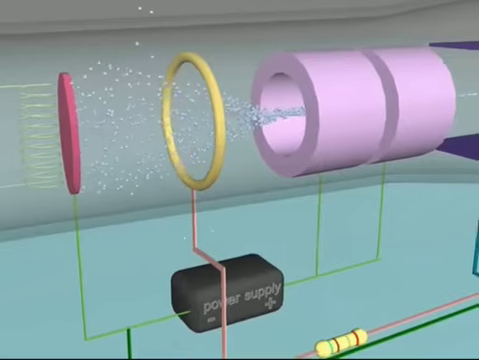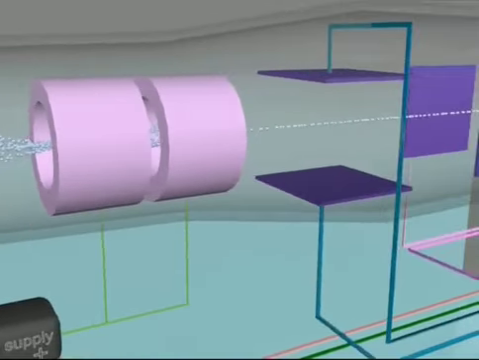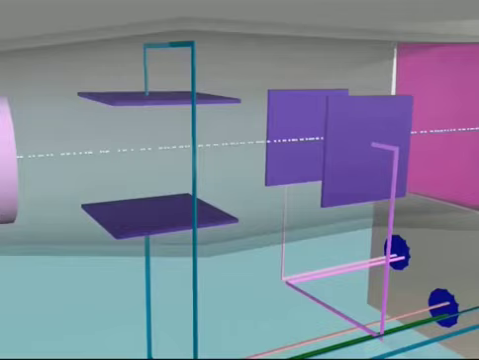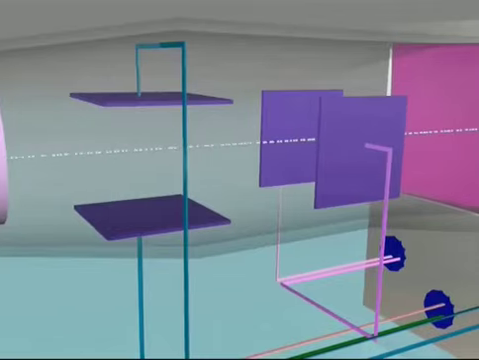The second part is the deflection system, and it causes the deviation of the electrons from their normal straight line pathway according to the voltage applied to the plates. It consists of the Y plates. They are responsible for deflecting the beam of electrons vertically up and down.